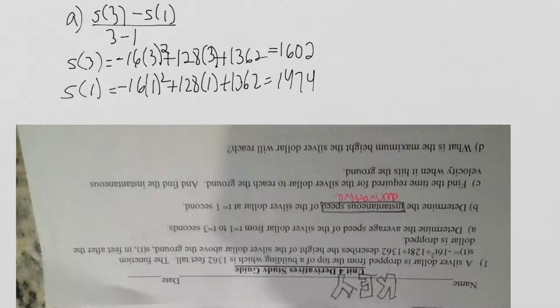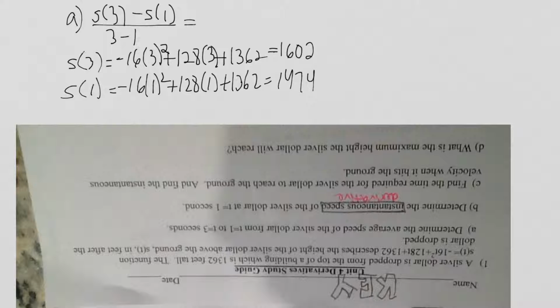Okay, to determine the average speed from 1 second to 3 seconds, we're going to find our slope. So we're going to do s of 3 minus s of 1, all divided by 3 minus 1. So I'm going to figure out s of 3 and s of 1 first from the equation. So I get s of 3 to be 1,602.